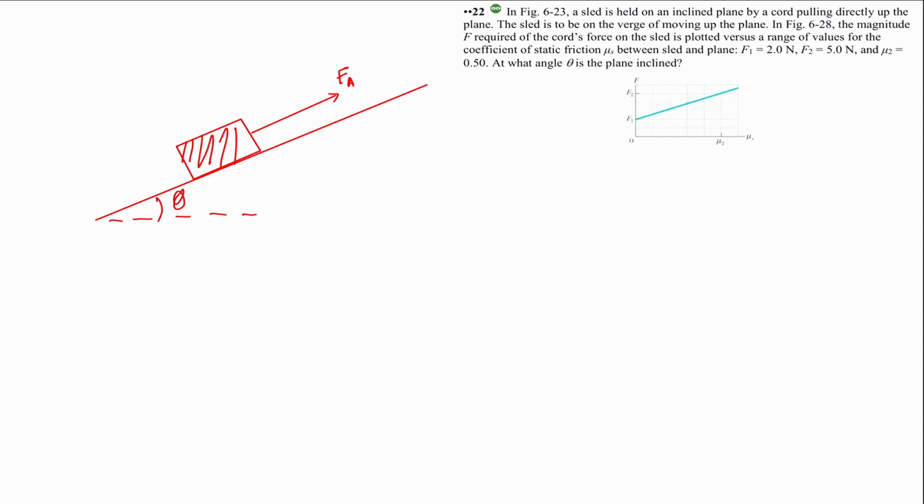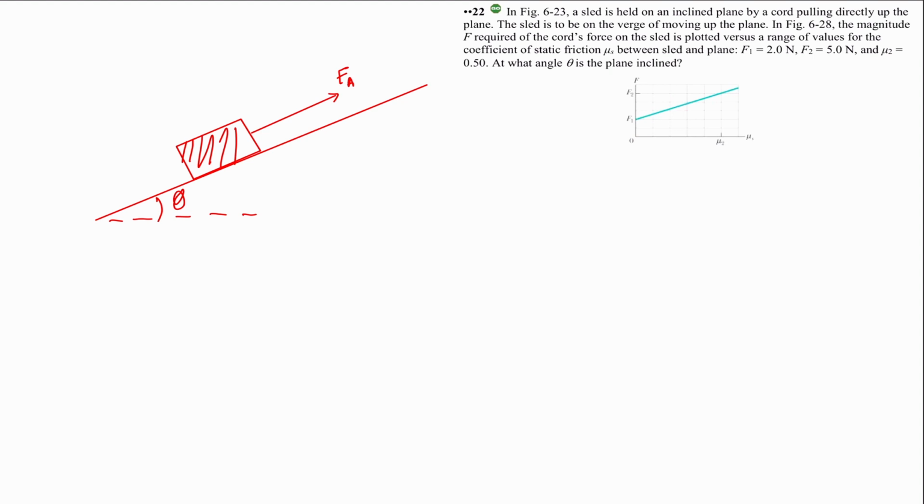Okay. And then they tell us that in figure 6-28, which is this one, this is the graph, the figure captures the magnitude of the force required on the cord in order to keep the sled on the verge of moving up. Okay, so the force that's required is plotted over here. Notice on this plot, it's quite unique. Maybe let me continue with the question.